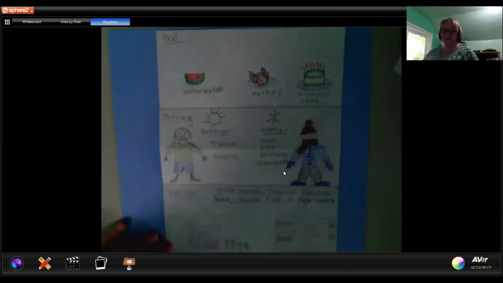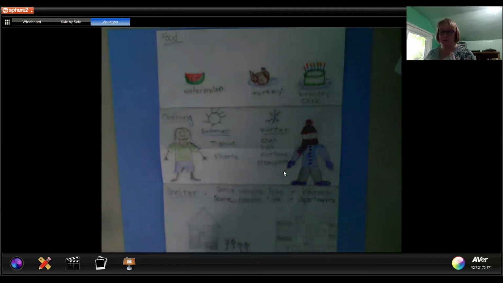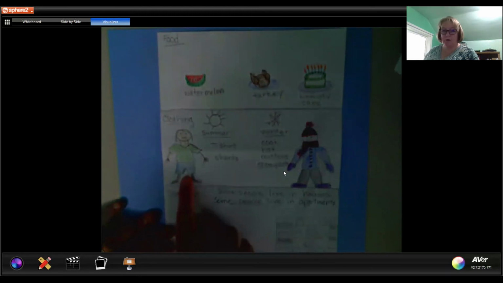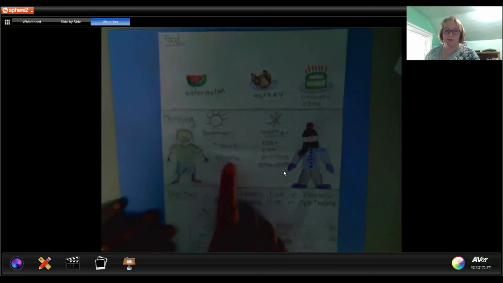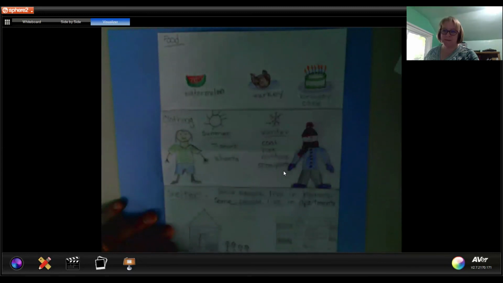For the clothing that our family wears in the Pacific Northwest, just the people around us, we have 4 seasons. We have summer, fall, winter, and spring. The clothing that I like to wear in the summer are t-shirts and shorts. So I drew myself wearing t-shirts and shorts. And in the winter, I wear coat, hat, mittens, snow pants. And so I drew myself wearing all of those clothes.